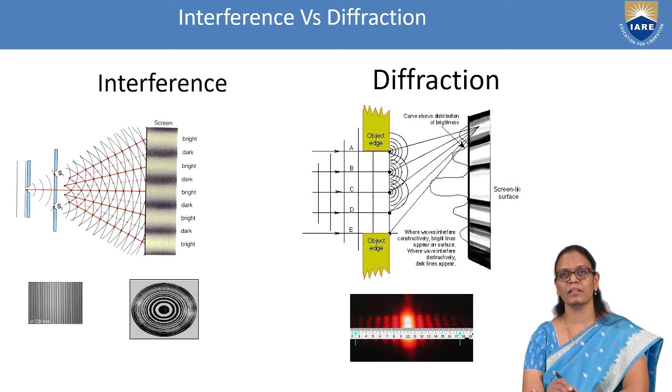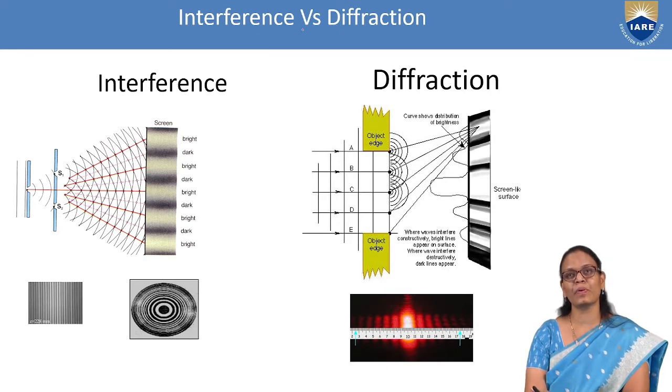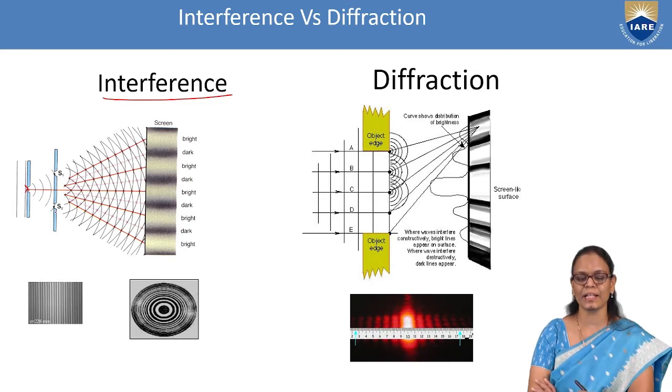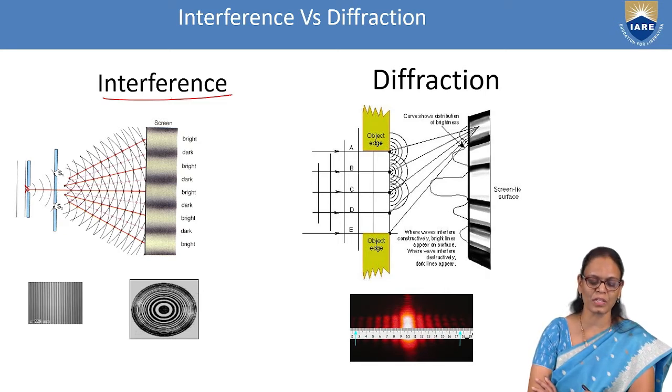Now let us understand the difference between interference and diffraction. In interference, what we have seen, light from a single source is allowed to pass through two narrow slits, S1 and S2. Even if it is not a monochromatic or a coherent source, after passing through these two, because they are placed equidistant, they will become coherent. So these are the two coherent sources that are sending out waves like this.